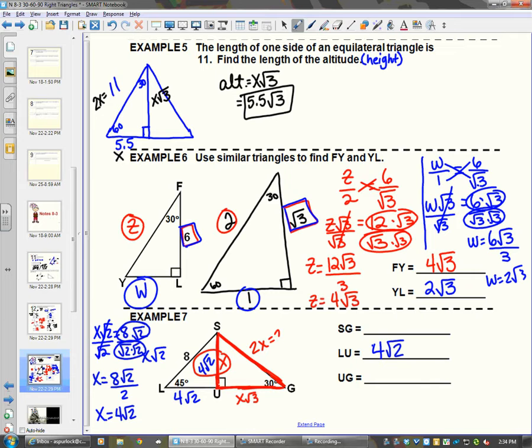So I can do 2 times x, or 2 times 4 square root of 2, to find our SG length, which is what? 8 square root of 2. Perfect. And then on the bottom, I know that side length is x square root of 3. So I can take what we know x to be, which is 4 square root of 2, and substitute that in. And what do you end up getting down there? 4 square root of 6. And that can't be reduced any, right? It would just factor to be 2 and 3, which are not a pair, right? So we can leave that alone.